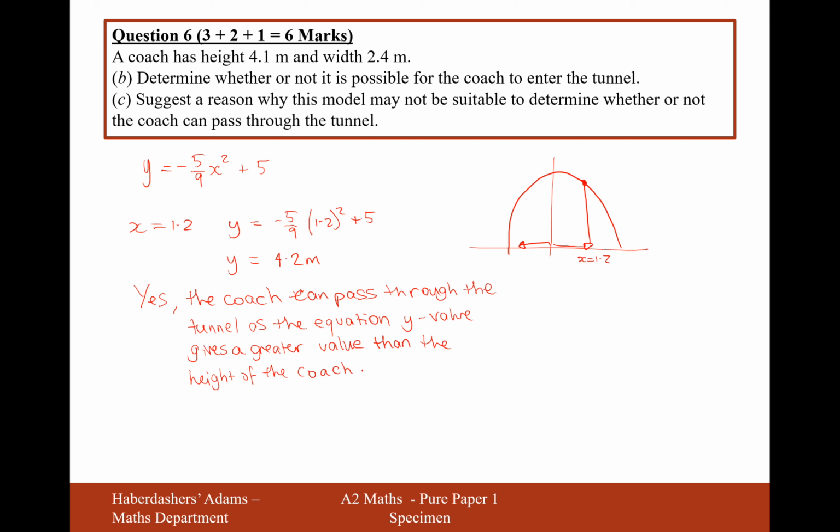Moving on to part C, suggest a reason why this model may not be suitable to determine whether or not the coach can pass through the tunnel. Well, the issue that we'll run into potentially is if there is a turn in the tunnel. So if there is a bend in the tunnel, then this 10 centimeters of gap may not be enough to fit the bus through. So if there's a bend in the tunnel, the height might not be great enough.